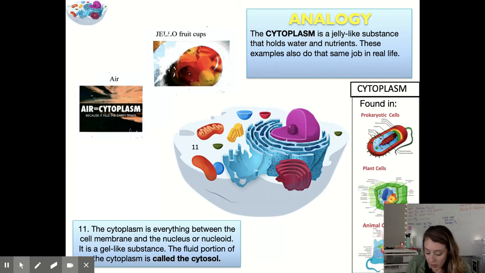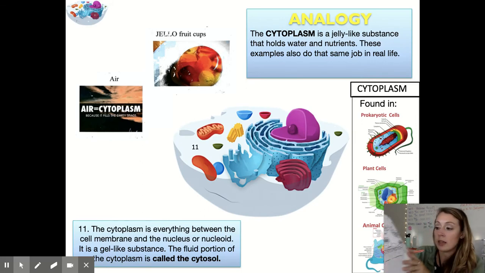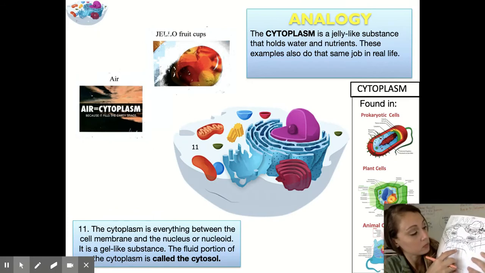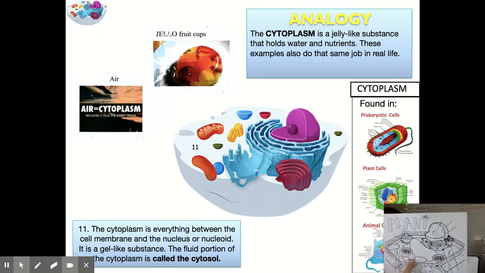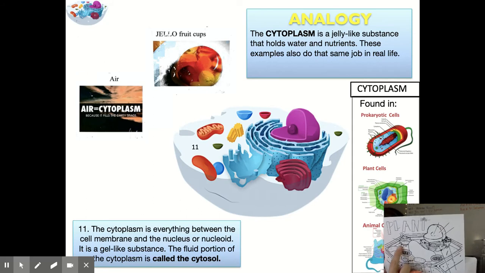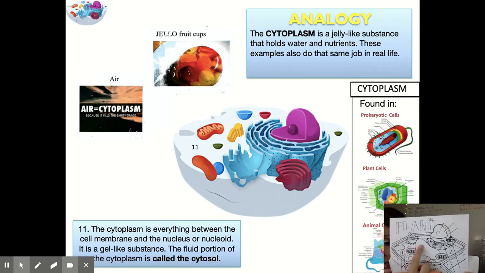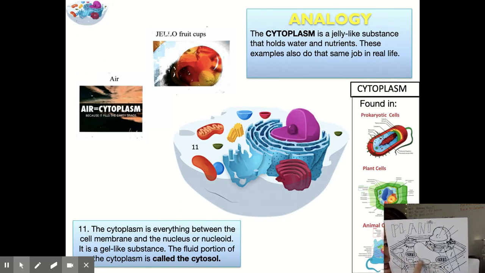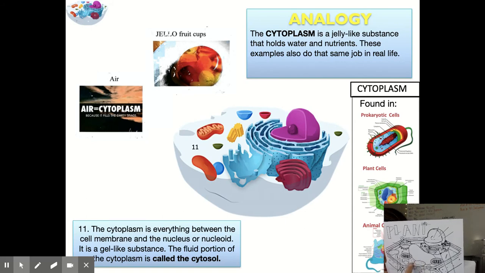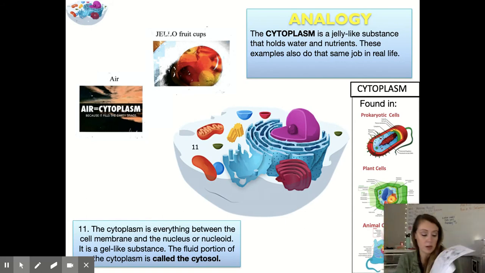Okay, and I'm also going to do that in my plant cell as well, because plants also have cytoplasm. So our cytoplasm here is going to be this little circle right here. Okay, so we have this big, huge circle, and there's a little tiny circle underneath it right there. And that's going to be our cytoplasm, okay?